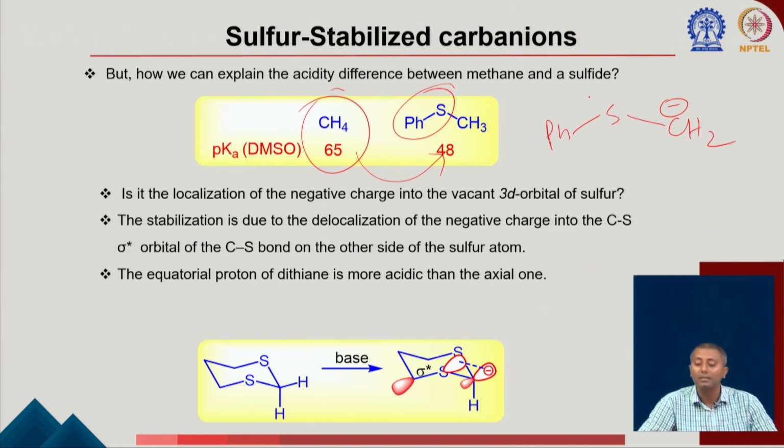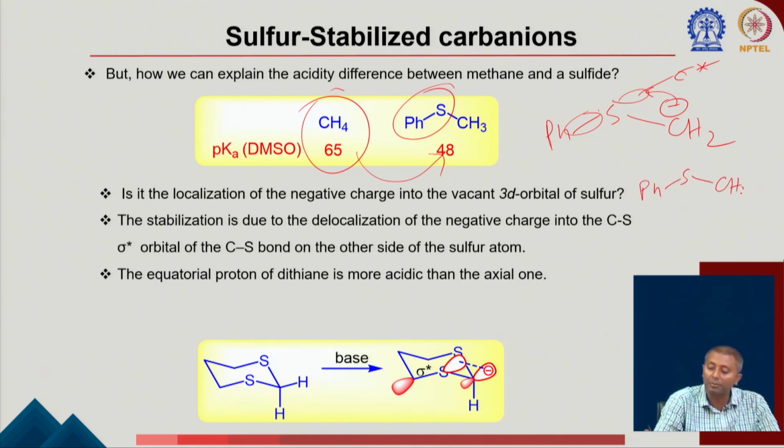The major factor is the stabilization by the corresponding sigma star. So if this is a sigma bond between this carbon and sulfur, then there is a sigma star orbital here. This donation of electron density from the CH2 minus non-bonding orbital to the corresponding sigma star orbital is the most important reason for the stability of this type of carbanion, which is forming from this disulfide. Okay. So that is the important factor here, and one of the pieces of evidence also comes from this.